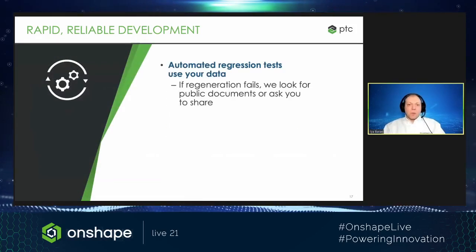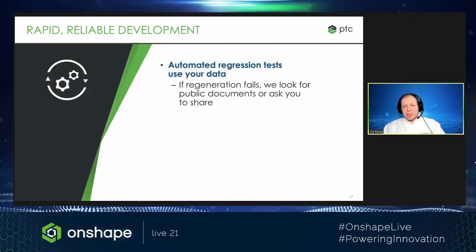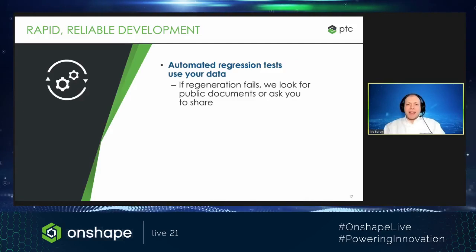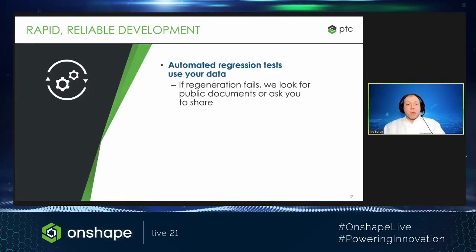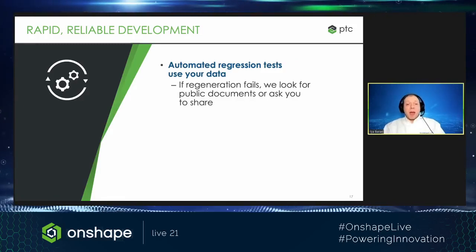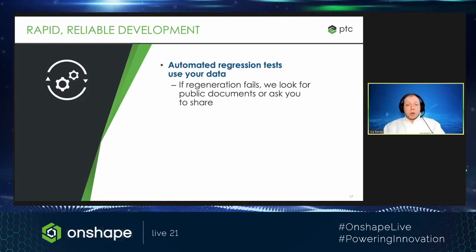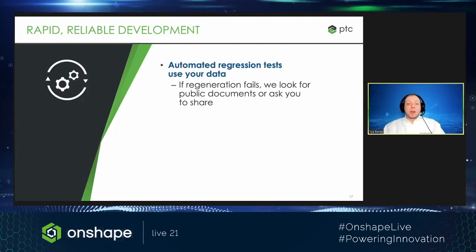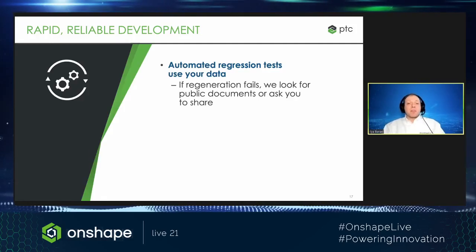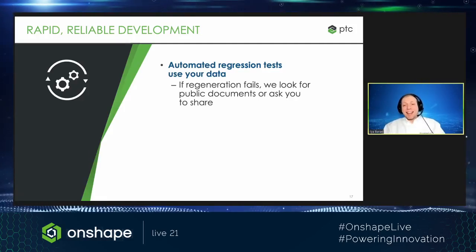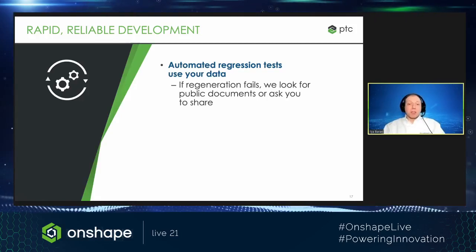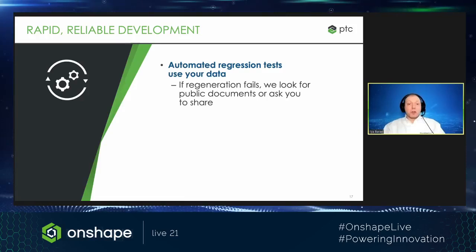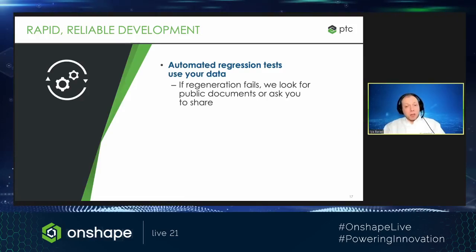Of course, we have a lot of automated testing to keep the load on QA reasonable. And to make sure we haven't broken regeneration, we actually use your data. After making a release branch, we run the regeneration on production models and compare the results with the old code. If there are significant differences, that's a bug, and we look for public documents that hit the bug, or ask you, the users, to share your document with us so that a developer can take a look.